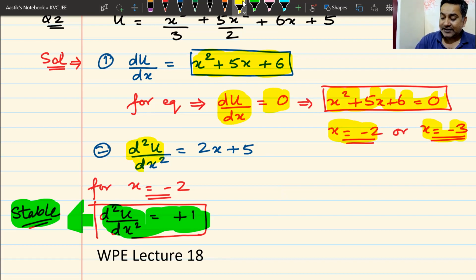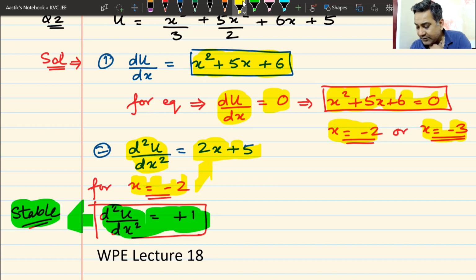Then you find out the second derivative, d2u by dx square, and you simply put the value of x in both the cases. As I told you, if there are 2 points of equilibrium, if one is stable, the other one has to be unstable. So once you get one answer as stable, the other answer has to be unstable.